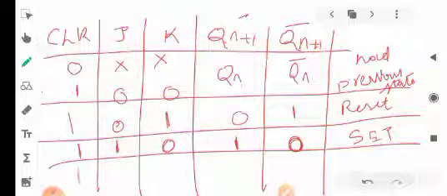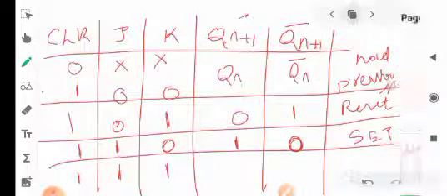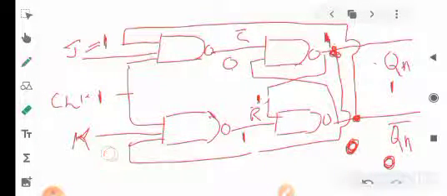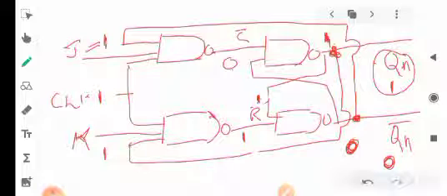Next condition becomes J is equal to K is equal to 1. When J is equal to 1 and K is equal to 1, in this condition we need to assume any one input for Qn and Qn complement. Say we have assumed the previous value, that is Qn is equal to 1 and Qn complement is equal to 0. This 0 will be fed here.